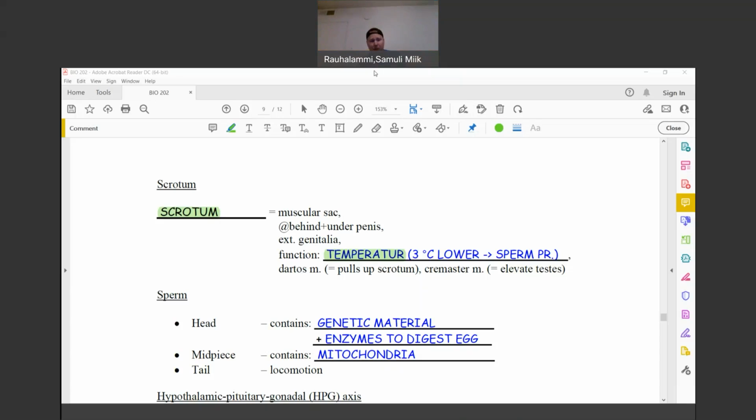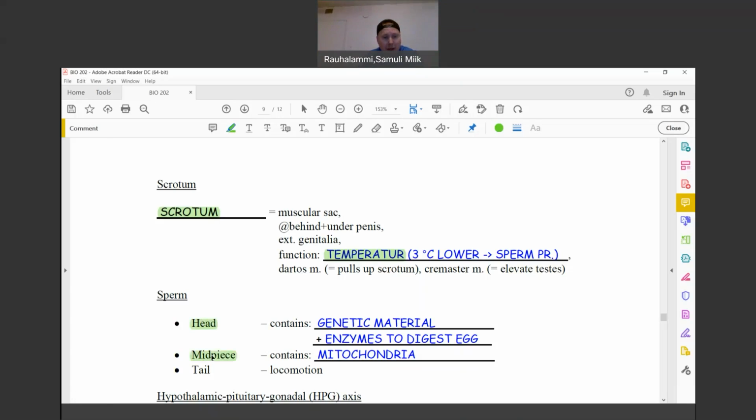So the head part of the sperm is what contains the genetic material that we're trying to pass onwards to the egg cell from the male part. So that's an important one. Another thing that the head includes, it includes all those enzymes that we need to digest the egg, so the sperm actually makes it to the egg cell.